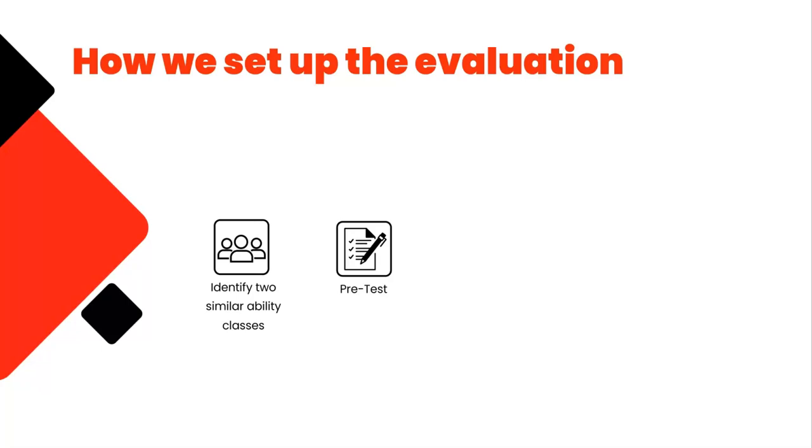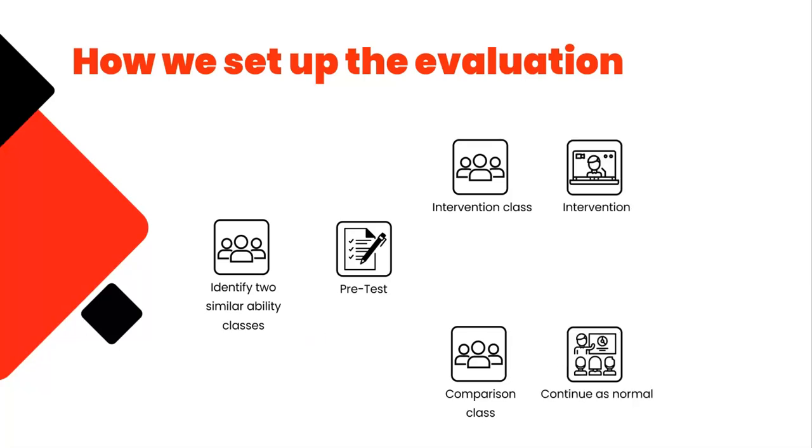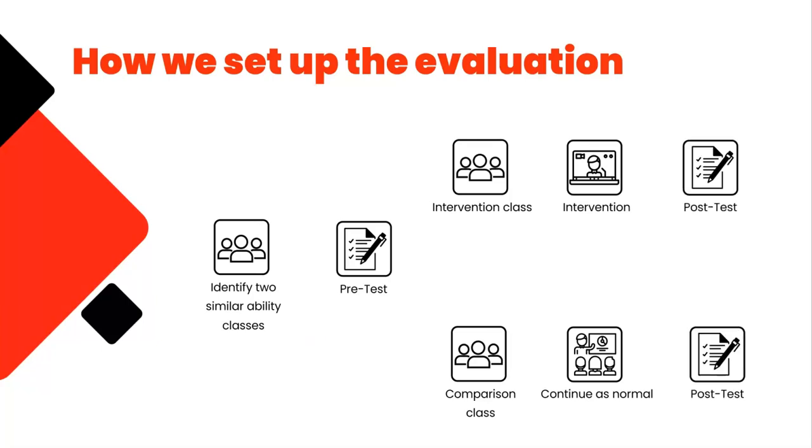You'll then complete the pre-test measure with both classes. Using the What Works Teachers platform, it will then randomly allocate the classes to the intervention and the comparison. The intervention will use Reading Progress, the comparison will continue as normal. At the end of the trial, both groups complete the same task as the pre-assessment.